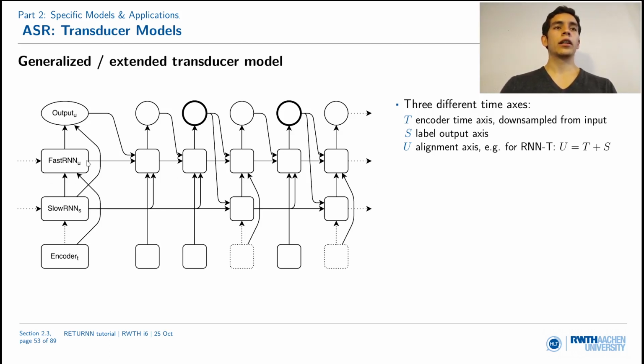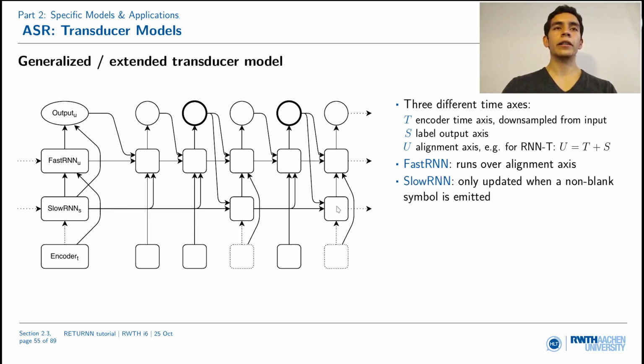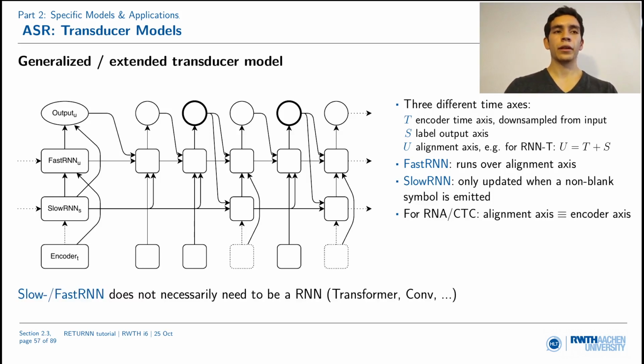that's the fast RNN. It runs over the whole alignment. And in each fast RNN step, it produces an output, which can either be blank or an actual symbol. So fast RNN runs over the alignment axis. Slow RNN is only updated when an actual symbol is emitted, such as shown here when it's bold. And as I said, the alignment axis is equal to the encoder axis for time synchronous models. And slow and fast RNN are just names, so it could also be a transformer or convolutional network.